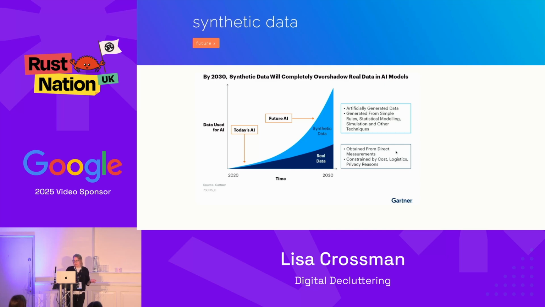Well, they meant artificially generated data, either from simple rules or statistical models and simulations and other techniques, as opposed to real data obtained from direct measurements, which is, of course, constrained by cost and logistics and privacy reasons. So this really seemed to speak to my area of DNA sequencing and health, because collecting real data seems to be getting harder and harder as we go along. Just finding the people, getting their consent and everything is quite tricky.